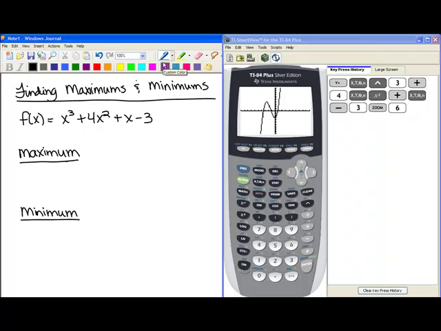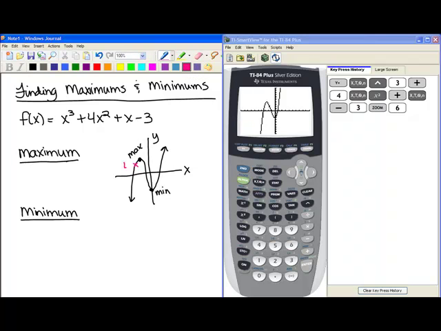I'm going to draw the function on the screen and label the maximum and the minimum. Okay, so this is the maximum and this is the minimum. Now in the calculator we need to show the left bound and the right bound. So I'm going to label this.